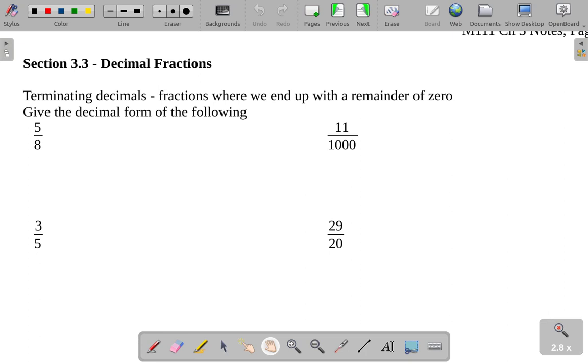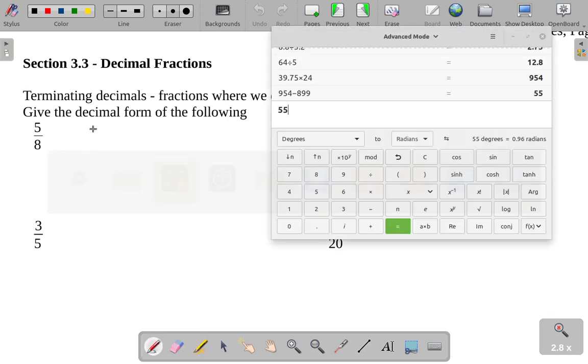All right, we're looking at decimal fractions here. So terminating decimals and repeating decimals again, a little bit more detail this time. And I'm not going to be using long division to do these. I'm just going to go ahead and plug them into the calculator. Again, you could use long division to figure out what these are. And if you're doing it by hand, that's how you would do it.